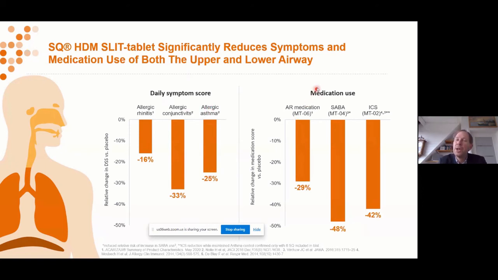And looking at symptomatic medication, we can reduce the symptomatic medication for allergic rhinitis, we can reduce the SABA need, and we can reduce the need for inhaled corticosteroids. So we treat upper and lower airways with only one product, not using cortisone. And I think this is quite relevant for the patients.